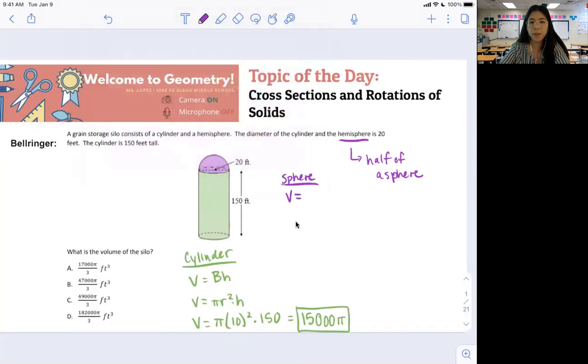let's start with the sphere formula. What's the volume of a sphere? Again, try not to look at your notes. Test yourself. Okay, 4/3. That's good. 4/3 what?